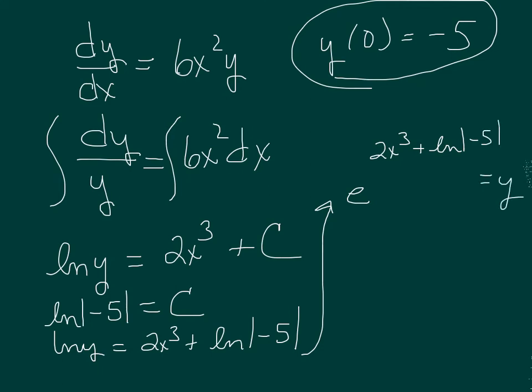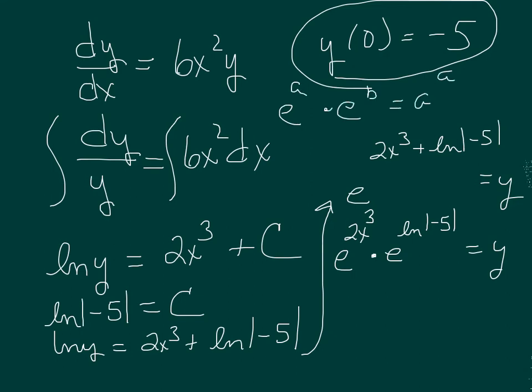And we have a property that we could rewrite that as e to the 2x cubed times e to the natural log of the absolute value of -5. Wait, can you really do that? Yes, you can. Is it really a property? Why haven't I known about this? You have always known about this. If you have e to the a times e to the b, that equals e to the a plus b. Oh, I know that property. Makes so much sense.